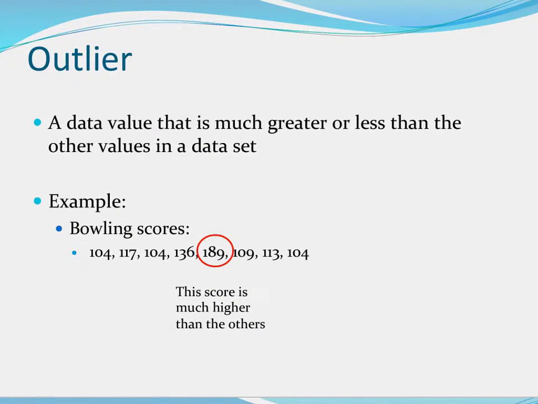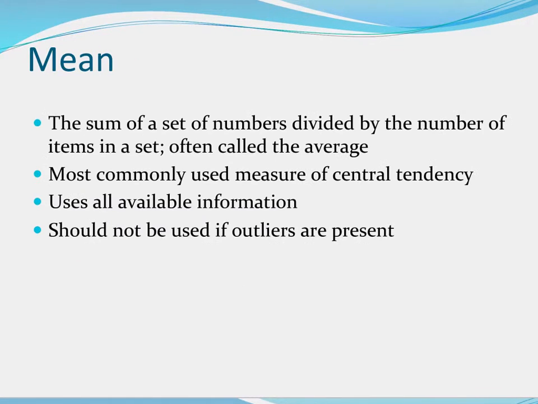One of my favorite terms here is outlier. A data value that is much greater or less than the other values in a data set. So if I gave you some bowling scores and I listed them out, this one sticks out way beyond. If I listed them smallest to biggest, you'd see that. So if this was my bowling scores, which I only wish it was, normally you score a lot less. This 189, though, you had a real good day. Maybe you drank a bunch of extra coffee that day, I don't know. But it's an outlier.